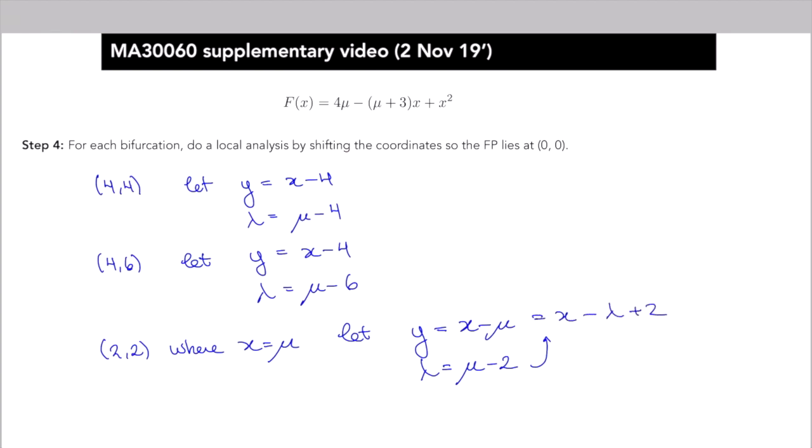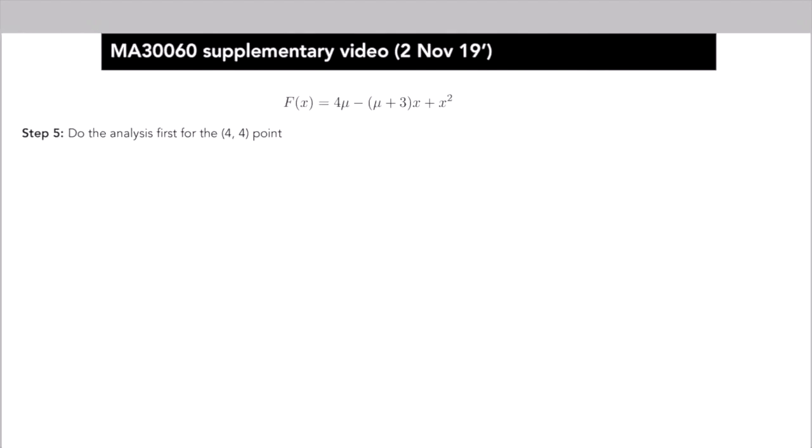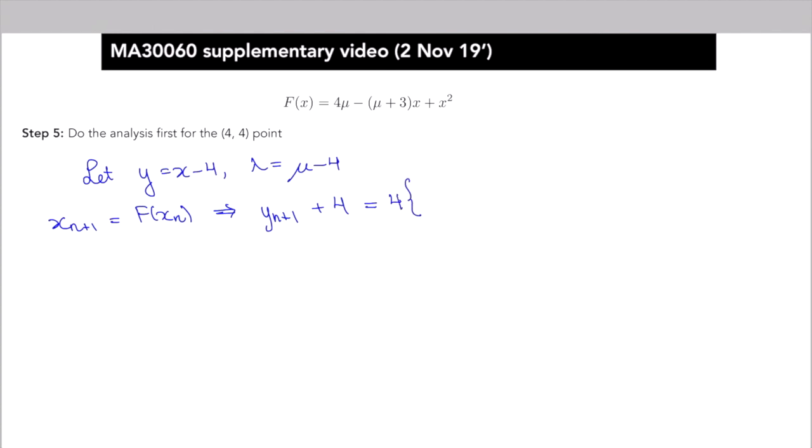Having done so, what you're going to do is you're going to substitute these relationships into the function and then reorder terms so that you have a Taylor series expansion. I'll do this first, just as an example, for the (4, 4) point. Okay, so you let y be equal to x minus 4 and let lambda equal to mu minus 4. Okay, and we usually have the relationship xn plus 1 is equal to f of xn. So now we have yn plus 1 plus 4 on the left-hand side equal to 4 times, instead of mu, we have lambda plus 4, minus, instead of mu plus 3, we have lambda plus 7. Instead of an xn, we have a yn plus 4.